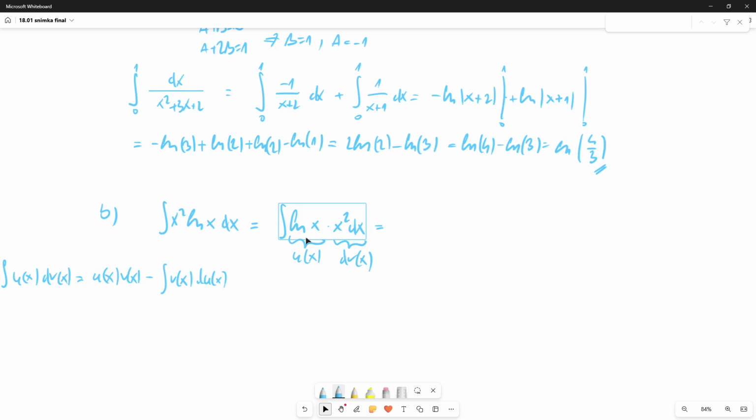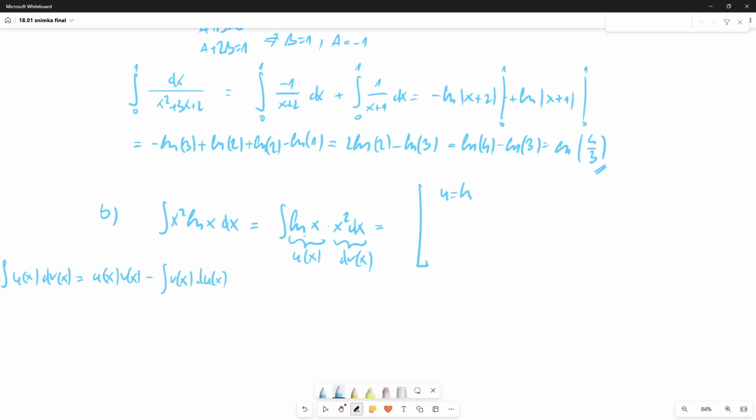So ln of x is u of x. Everything that remains is dv of x. But of course, dv of x should be easy to integrate. And ideally, we should get a simpler expression in this integral of v of x du of x than the expression that we started with, the integral of u of x dv of x. So let's write this down.